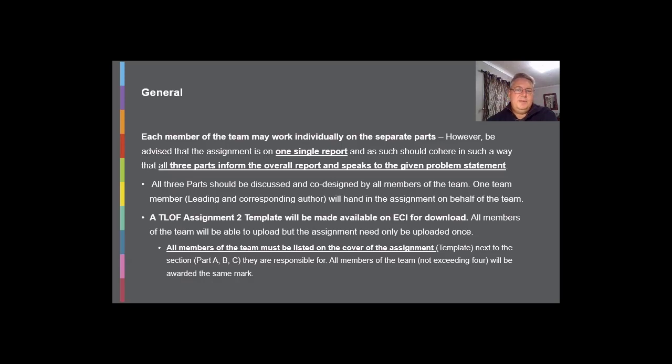All members of the team must be listed on the cover of the assignment. Like per your previous group work, on the template there will be a space next to sections A, B, and C where you can put your names. And that is basically your acknowledgement of each individual contribution to the bigger assignment. And of course, all team members will be awarded the same mark.